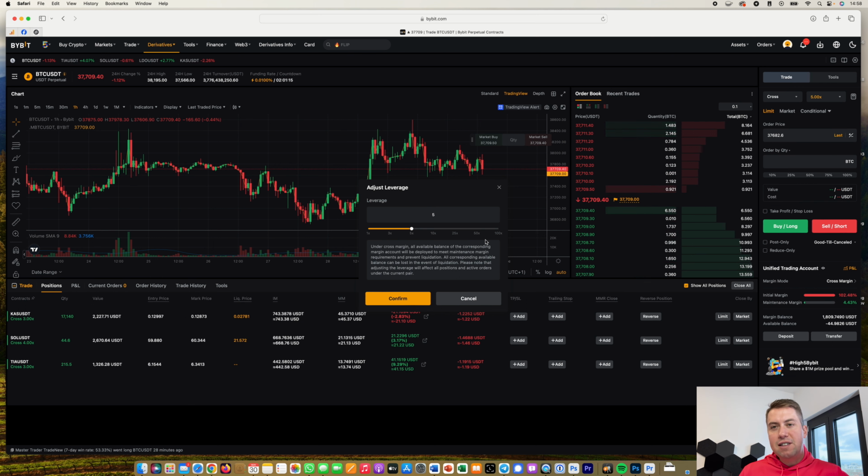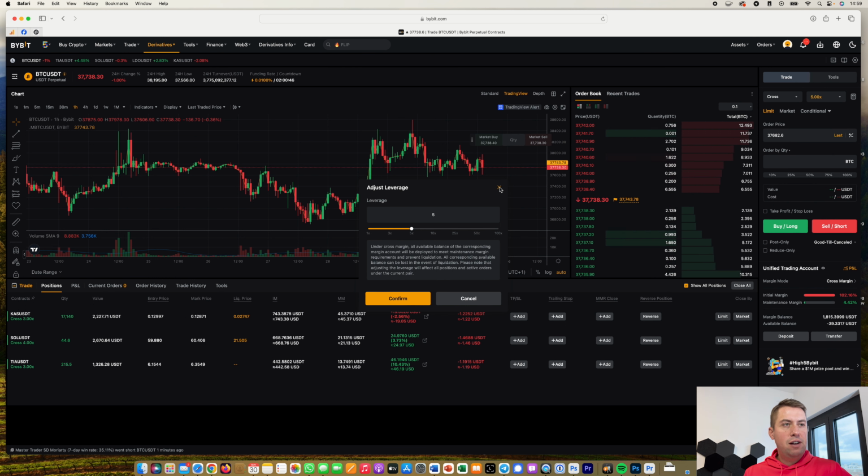That basically means if you have 1000 USDT in your account, you can actually open a position worth 100,000 USDT. However, I wouldn't recommend that. I would recommend using 3x as a maximum leverage. With some cryptocurrencies that are not as volatile, like Bitcoin, for example, you can use 5x. However, I wouldn't go above that.